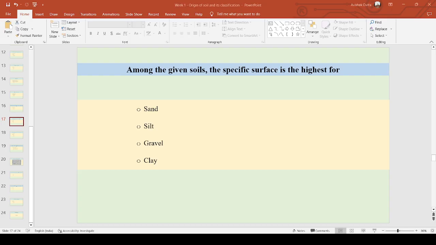So in this question I'm asking about the specific surface. Which of these soils, sand, silt, gravel, or clay, will have the maximum specific surface? That is, for a less magnitude of mass, it will have more magnitude of surface area. That is the main concept of specific surface. The options are sand, silt, gravel, and clay. You have two fine grained soils and two coarse grained soils here. Okay. Next question.